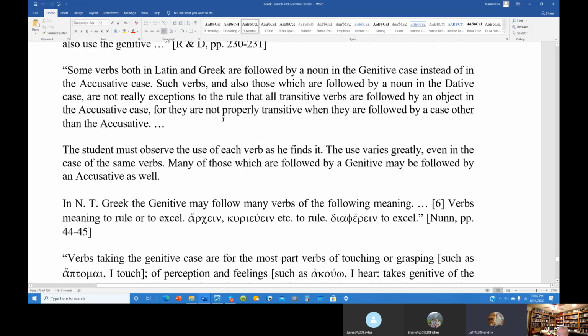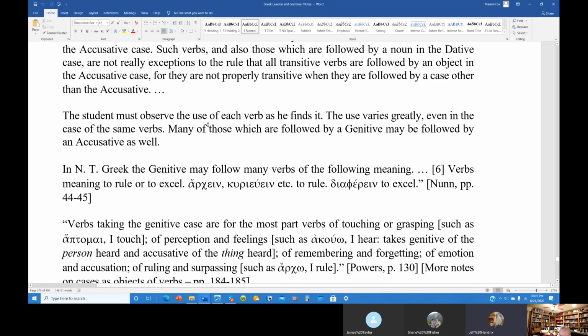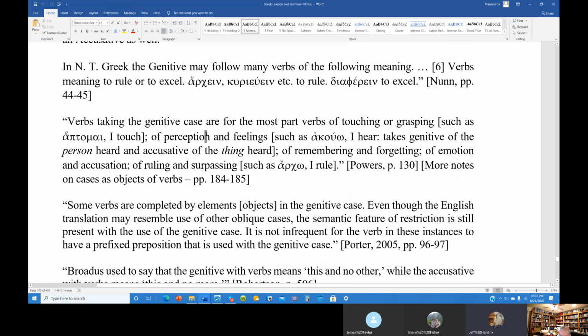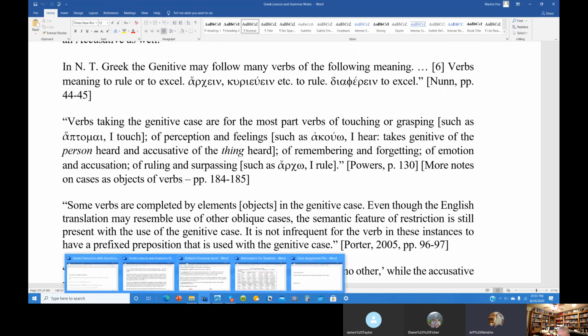Okay, right here. This is out of Nunn's intermediate grammar. Some verbs in both Latin and Greek are followed by a noun in the genitive case instead of in the accusative case. Such verbs, and also those which are followed by a noun in the dative case, are not really exceptions to the rule that all transitive verbs are followed by an object in the accusative case, for they are not properly transitive when they're followed by a case other than the accusative. Does that make sense? Basically, they're taking the indirect objects, what they're doing. And other sources will tell you the same thing. I'm going to go back to the book, if that's all right. Any questions about that?